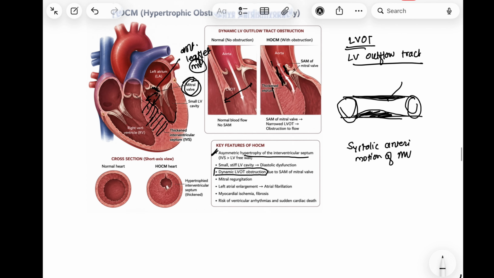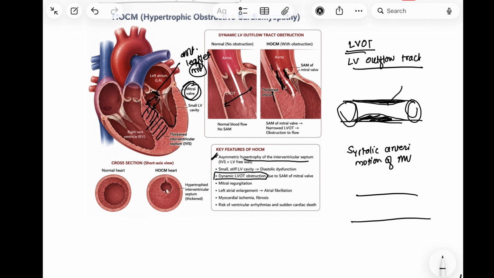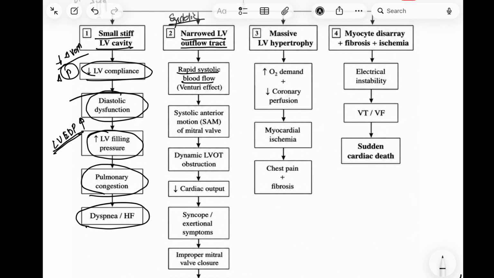Now understand, if the blood is flowing through this unchanged diameter, there is no turbulence, right? But whenever there is a constriction or obstruction from walls, then there is a turbulence of blood, or there is a turbulence of fluid. So the same thing we get here in HOCM as well. So there is a systolic anterior motion of mitral valve. This results into the dynamic LVOT obstruction.